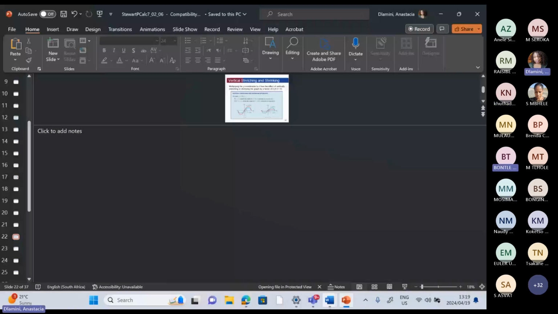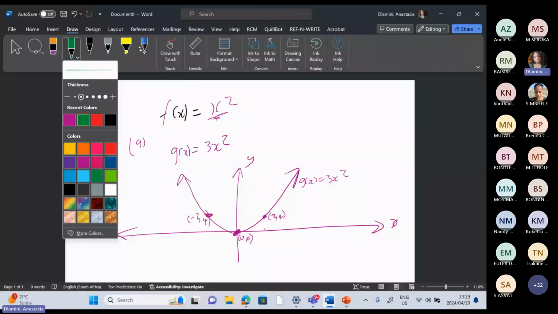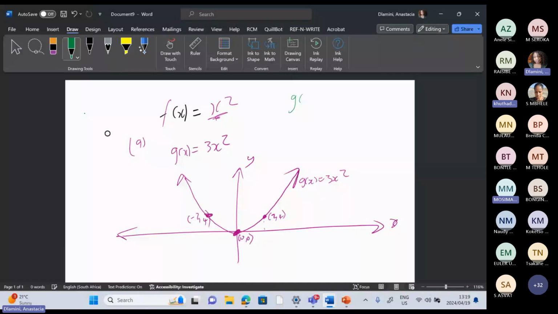They're saying that you're stretching the graph vertically by a factor of c, which is 3. Meaning that because g of x equals 3 multiplied by f of x, every value of y in f of x is multiplied by 3 to get g of x. Yes?